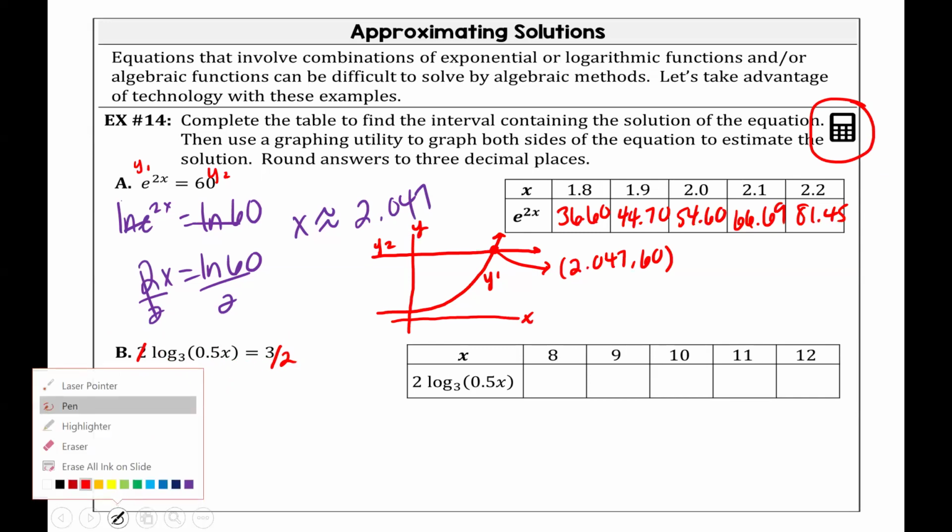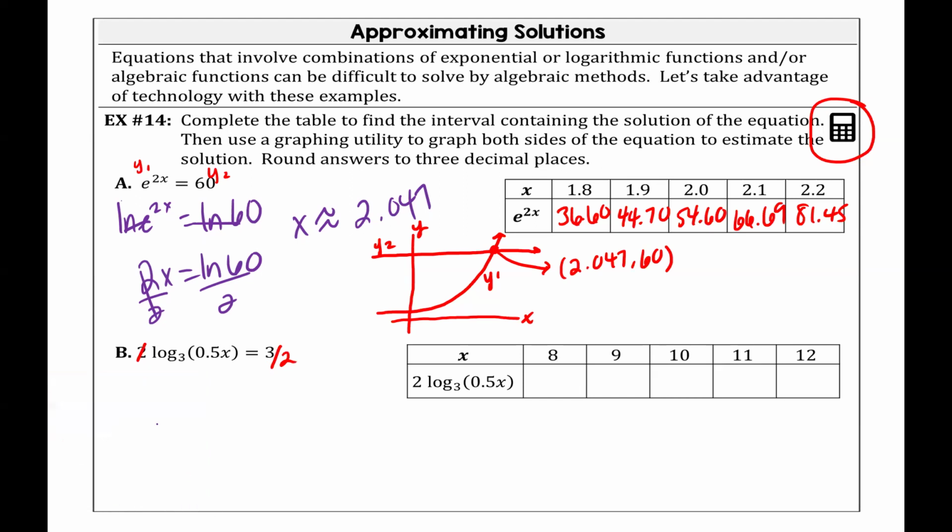Okay. Now we want to get rid of the log base 3. To get rid of the log base 3 is to raise it to the power of 3. The reason why we're doing this is that the log property says that a log and an exponential of the same base cancel each other out. It equals 1. So we're left with 0.5x equals 3 to the 3/2.